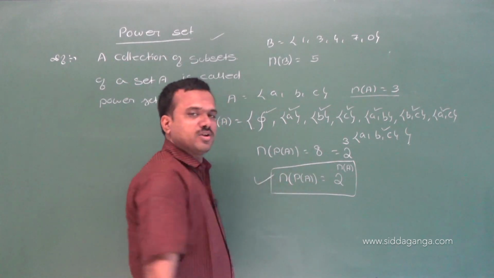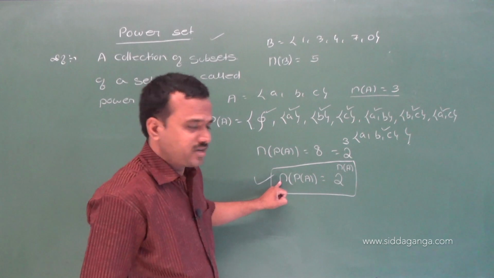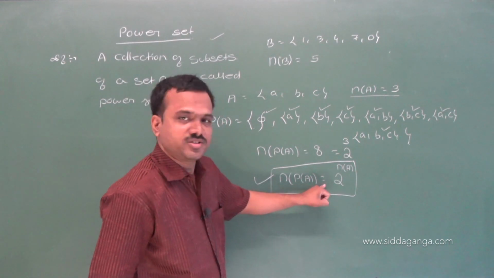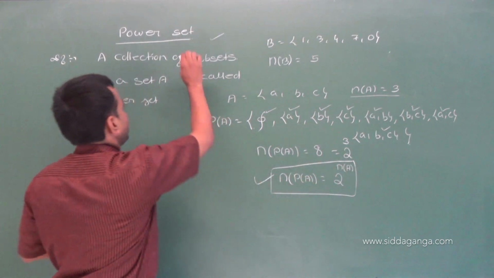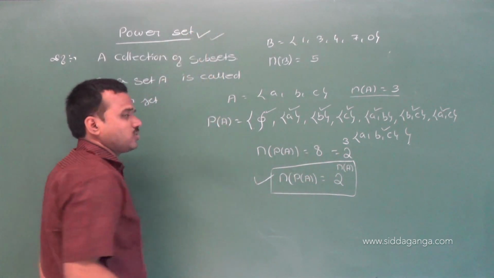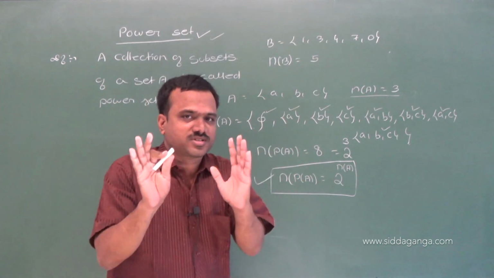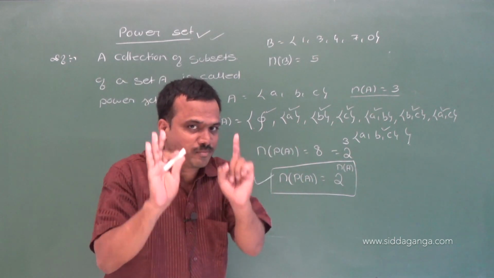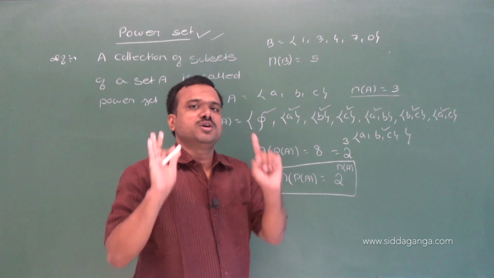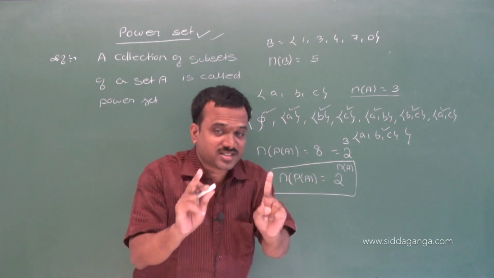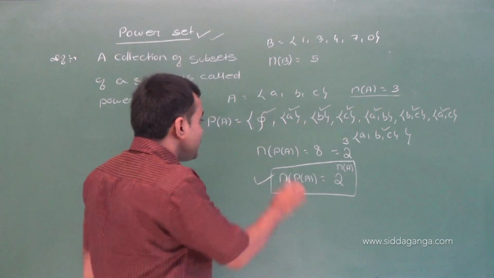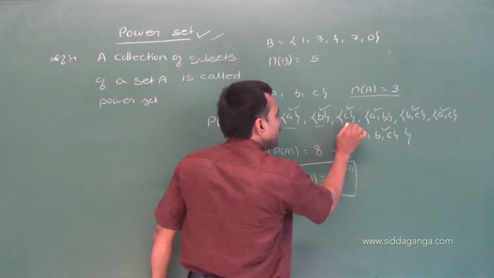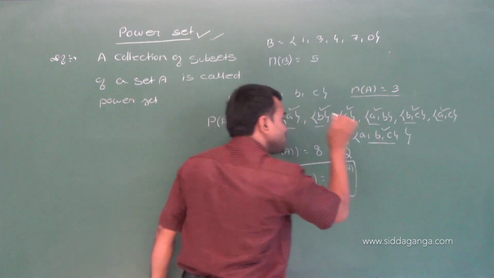This is one formula. The number of elements in P of A is always equal to 2 to the power n of A. This is regarding the power set. Once again I say that power set is a very important concept. It means it's a collection of subsets.